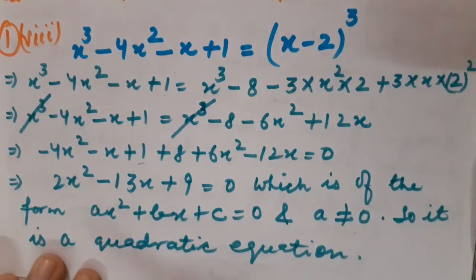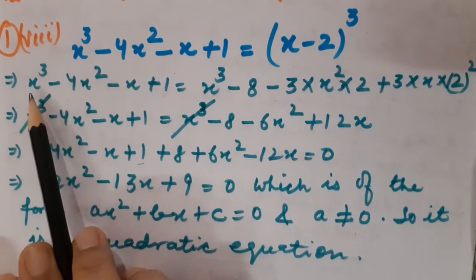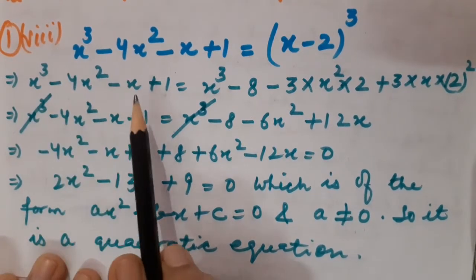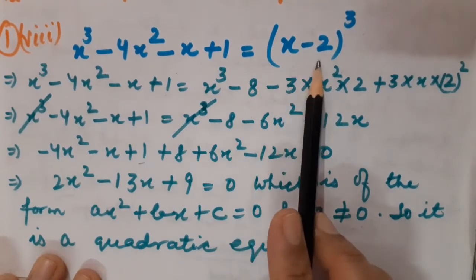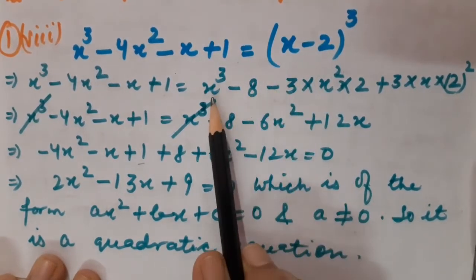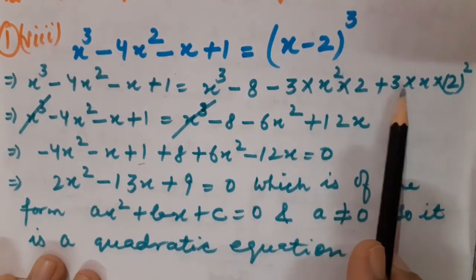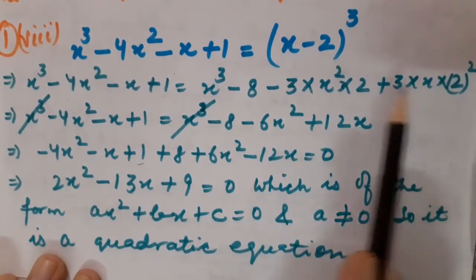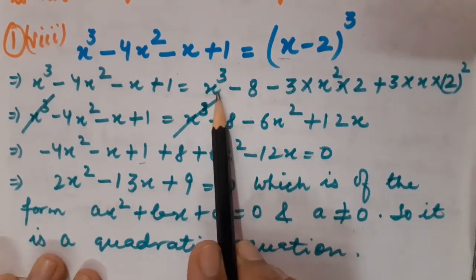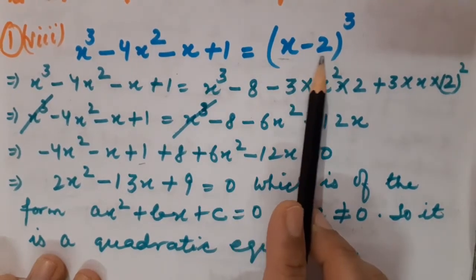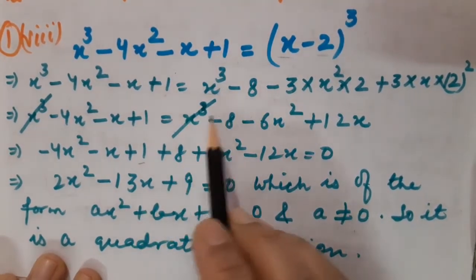So first of all, I am going to simplify it. On left hand side, it will be x cube minus 4x square minus x plus 1 is equal to, this is a minus b whole cube, that is a cube minus b cube minus 3a square b plus 3ab square. Correct? So what is a? Wherever I spoke a, there you are going to write x, and wherever I spoke b, you are going to write 2. Correct? So let us solve it.